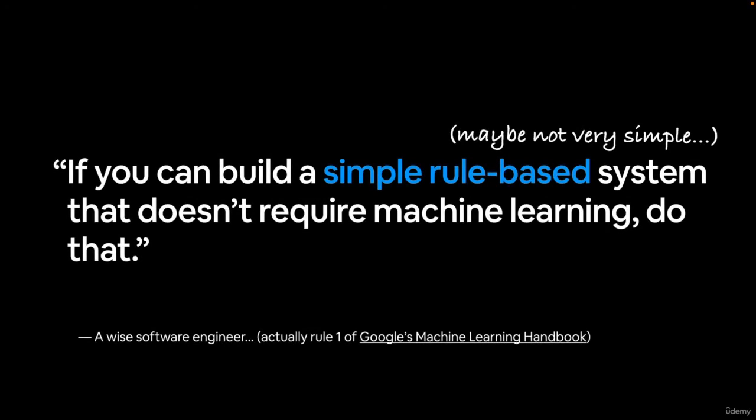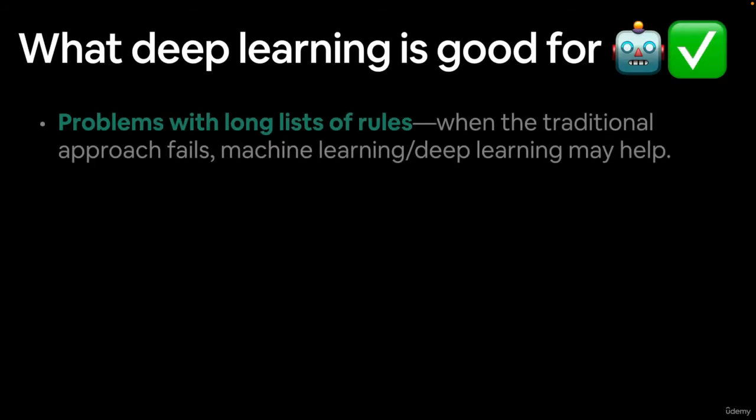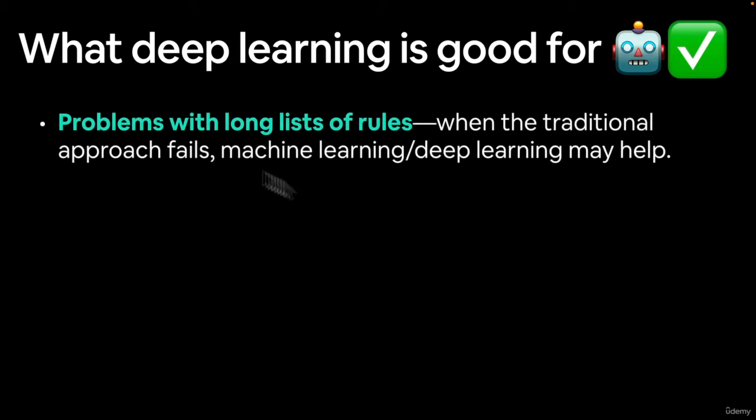In the last video, we familiarized ourselves with Google's number one rule of machine learning, which is basically, if you don't need it, don't use it. And with that in mind, what should we actually be looking to use machine learning or deep learning for? Well, problems with long lists of rules, when the traditional approach fails. Remember, the traditional approach is you have some sort of data input, you write a list of rules for that data to be manipulated in some way, shape, or form, and then you have the outputs that you know.